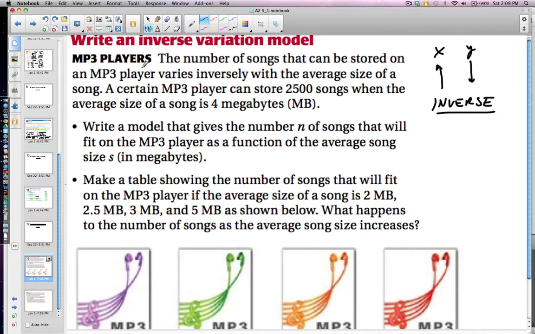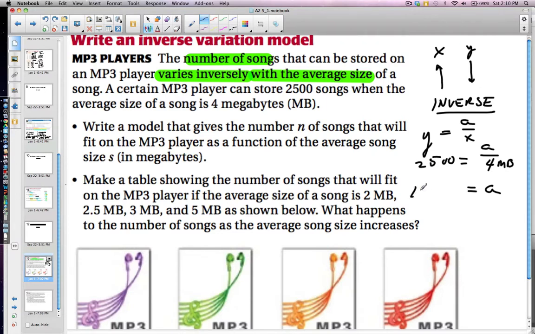Okay, and that's what's important, is that by reading this, it tells me right here that the number of songs varies inversely with the average size of a song. So inversely is the key. I'm going to use this model. I know that I'm going to work with y is equal to a divided by x. And they tell me that I can store 2,500 songs when the size of the song is 4 megabytes. So if I multiply both sides of the equation by 4, you can see that I'm going to get 10,000 megabytes is equal to my constant of variation.